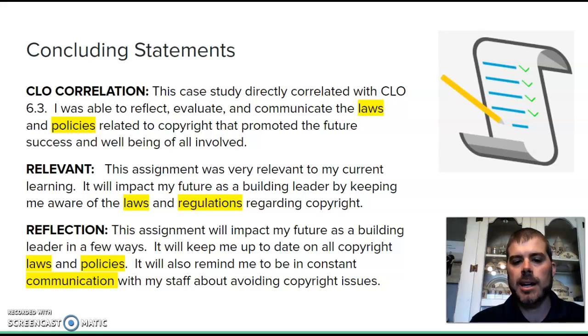Reflection. This assignment will impact my future as a building leader in a few ways. It will keep me up to date on all copyright laws and policies. It will also remind me to be in constant communication with my staff about avoiding copyright issues.